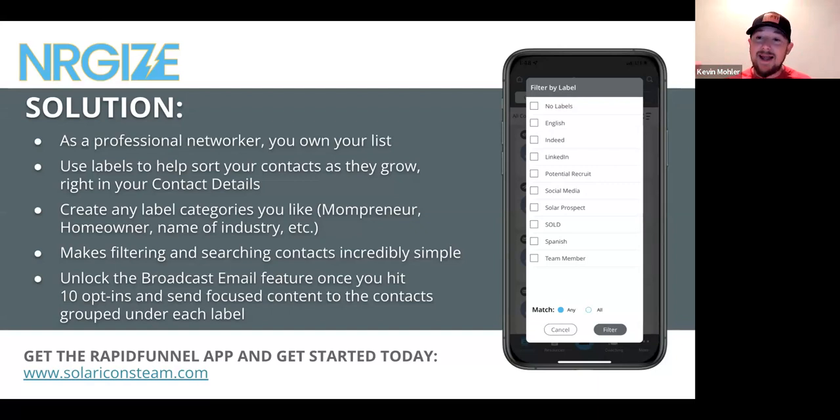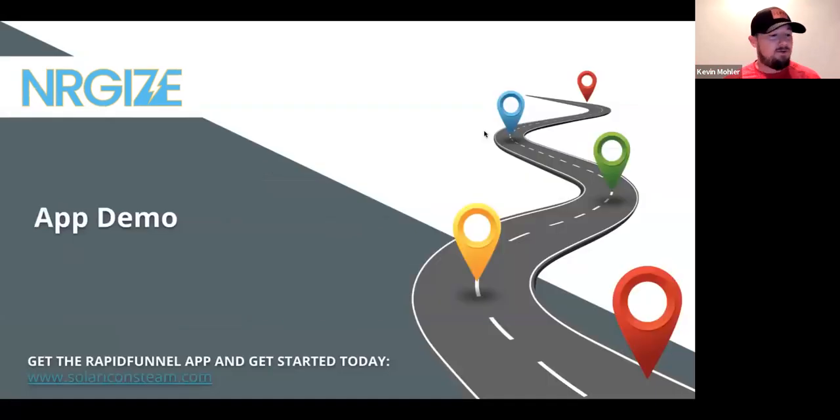And when you unlock the broadcast email feature, when you have at least 10 email opt-ins, then you can send an email broadcast to anybody. Again, anybody who's ever opted into an email campaign, you can send them an email, but you can also send it to just people who have opted into a campaign that have a particular label. So you can customize your message, tailor it to that particular audience before you hit the send button and send that email out. So let's take a quick spin and look at this real quick on the application.